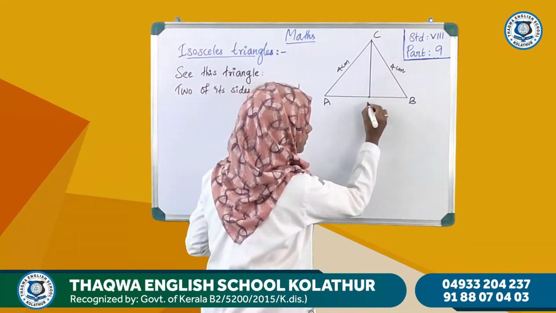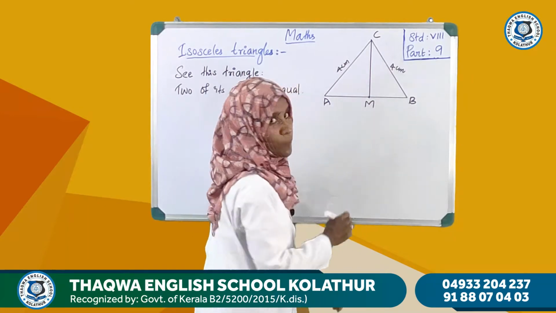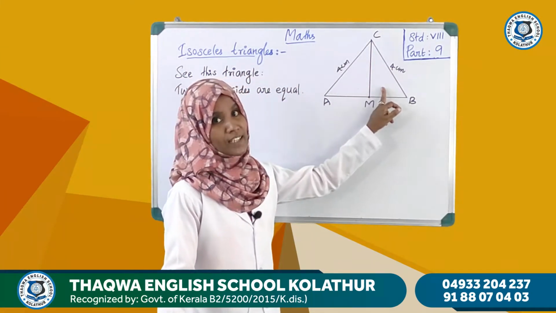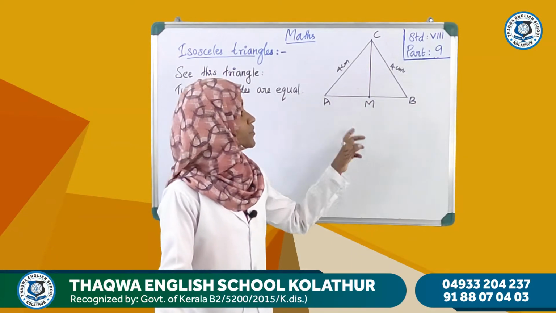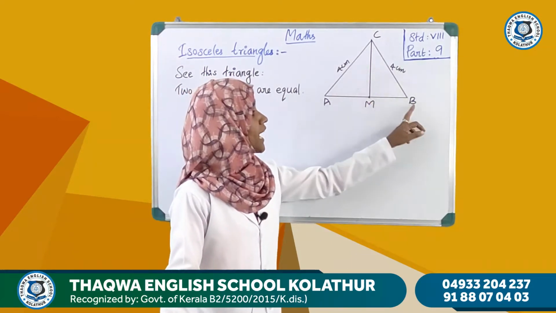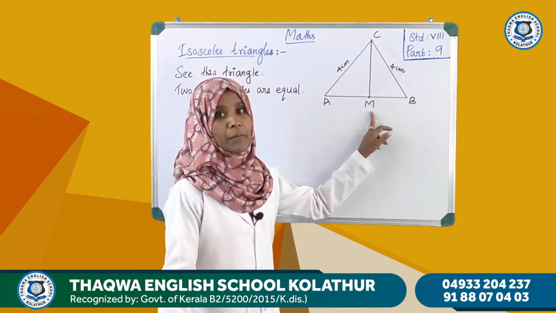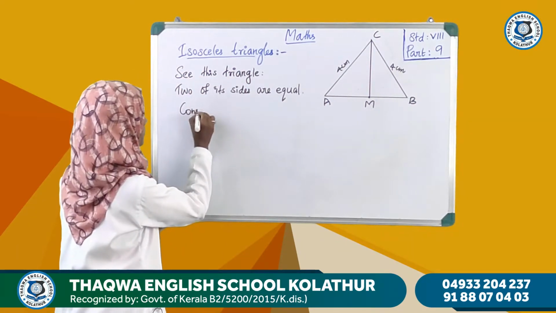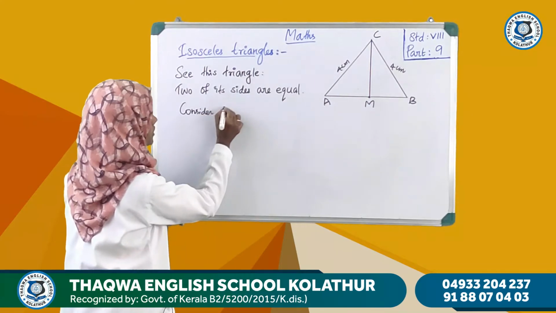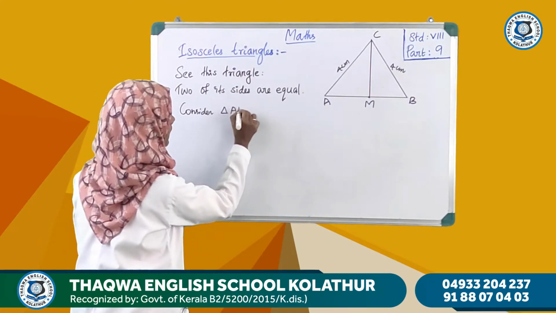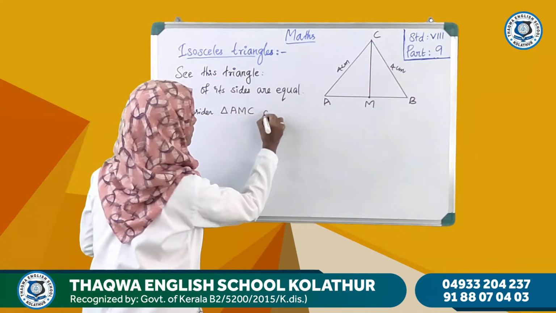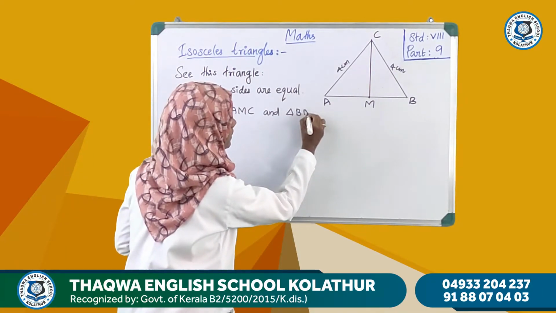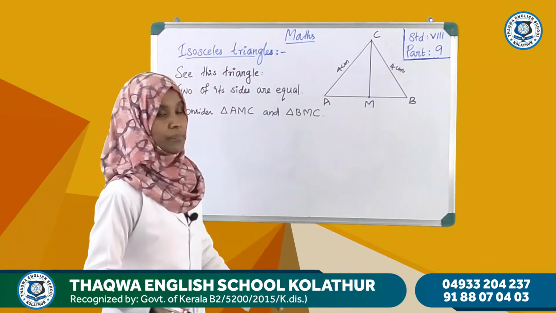Mark this midpoint as M. Okay. Now consider these two triangles. Which are they? Triangle AMC and triangle BMC. Consider triangle AMC and triangle BMC. Okay.